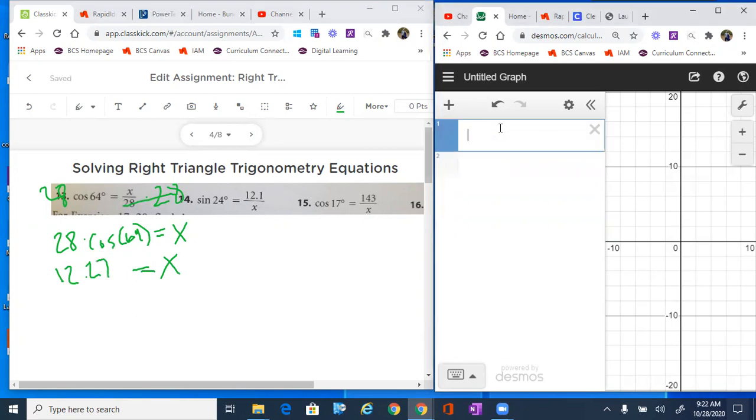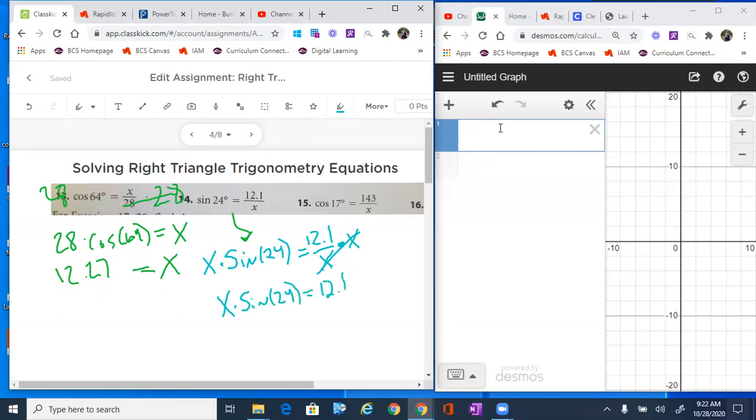Now, we do get into some more complicated problems here. I'm going to write this down here for some space. It says sine of 24 equals 12.1 over x. In this case, we want to isolate x, but in order to do that, we need to multiply by x to get it out of the denominator. So I'm going to multiply by x, and what we'll be left with is x times sine of 24 equals 12.1.